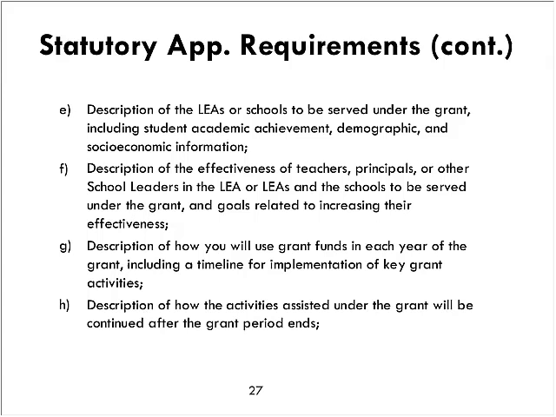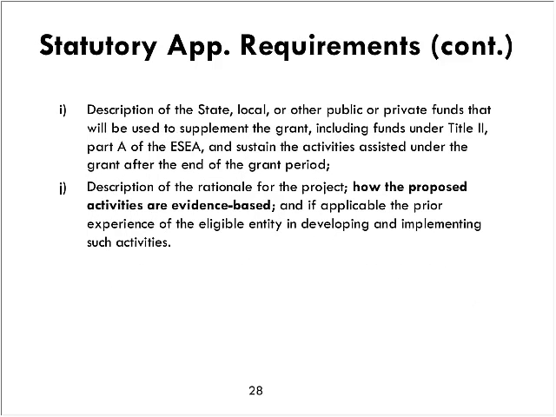And just a few more: a description of how you will use grant funds in each year of the grant, including a timeline for implementation of key grant activities. A description of how the activities assisted under the grant will be continued after the grant period ends. And then a description of the state, local, or other public or private funds that will be used to supplement the grant, including funds under Title II, Part A of the ESEA, and also to sustain the activities assisted under the grant after the end of the grant period. And the final one is a description of the rationale for the project, how the proposed project activities are evidence-based, and also, if applicable, the prior experiences of the eligible entity in developing and implementing such activities.